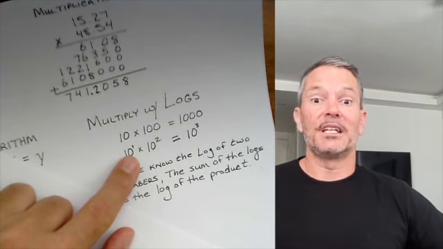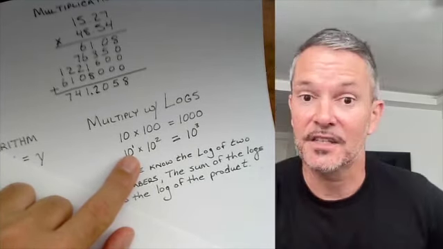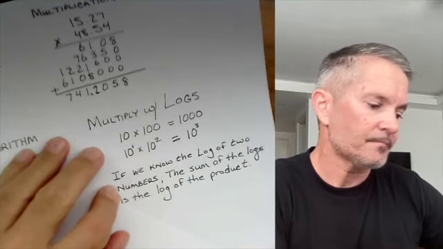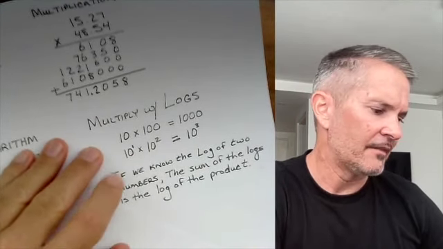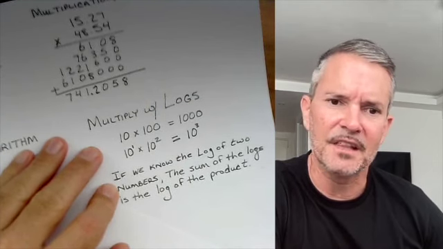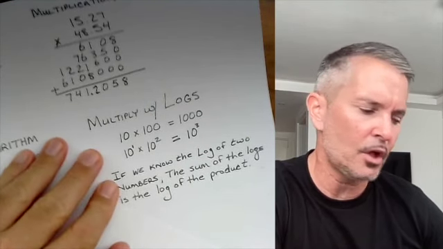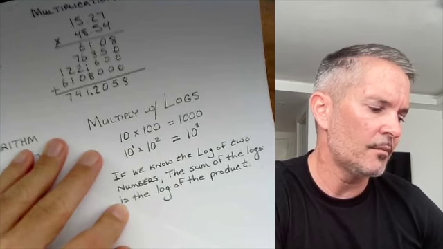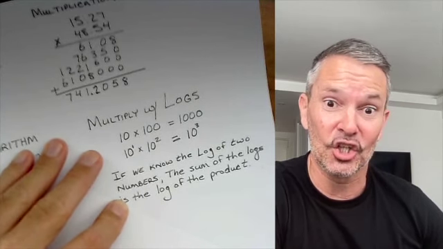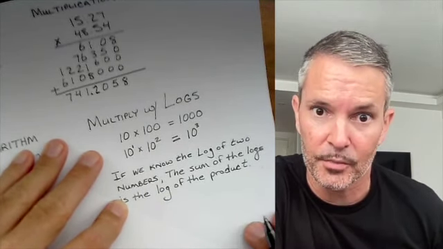And doing addition is a lot easier and a lot less error prone. So Napier comes along and discovers and documents these properties, that if we know the log of two numbers, the sum of the logs is the log of the product of the two numbers.